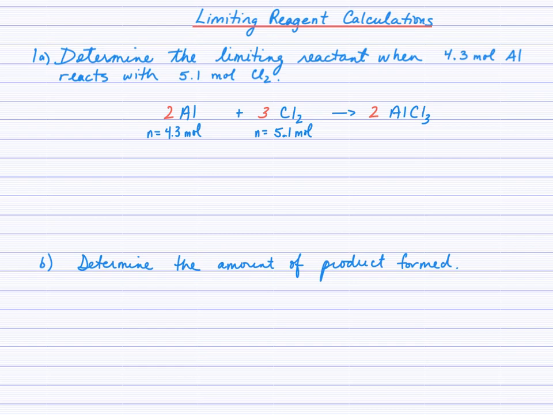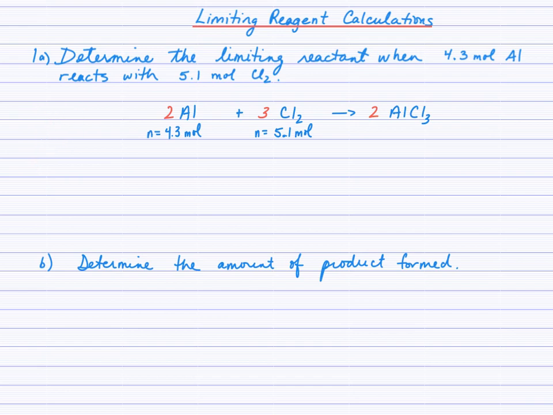So you could check to see if that ratio is in the same ratio as 2 to 3. And if you divide 4.3 divided by 5.1, you'll come up with 0.84. So just a quick refresher, I just did 4.3 divided by 5.1 and got 0.84. And that is certainly not the same as the ratio of 2 to 3. And so you can see that these amounts are not present in stoichiometric amounts.